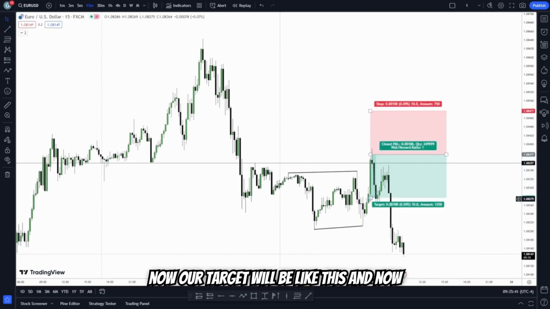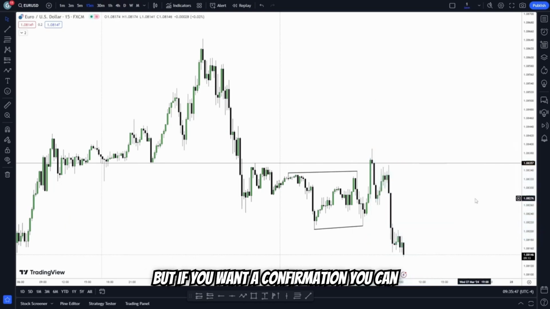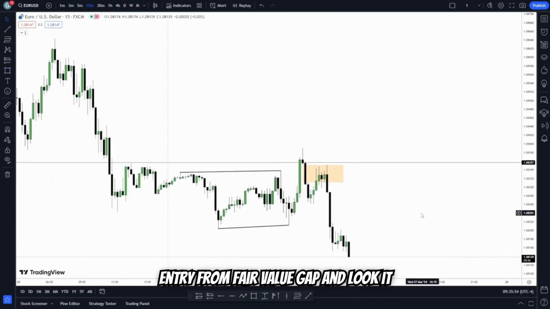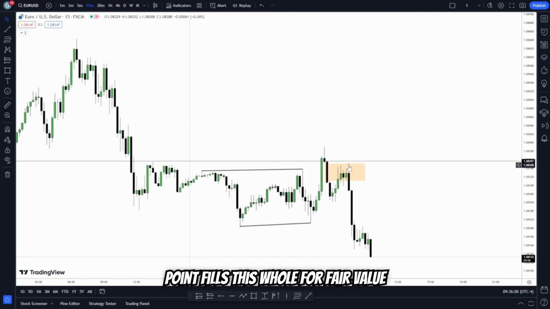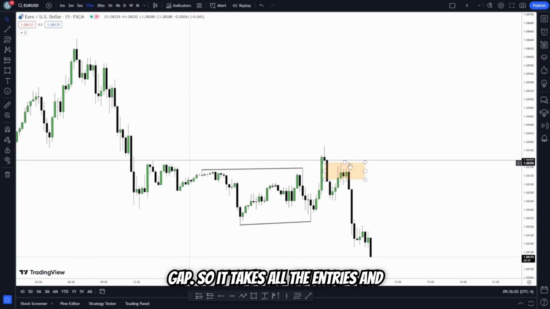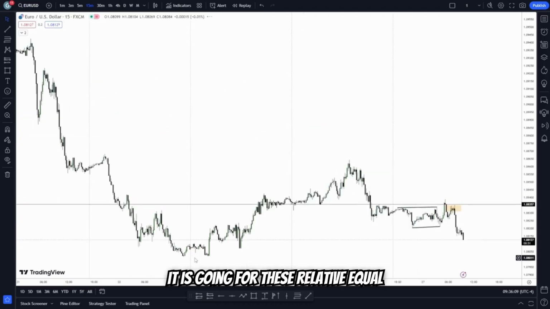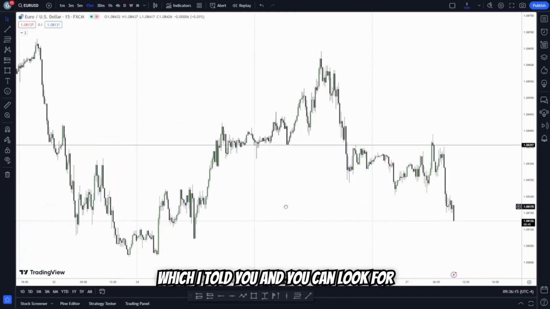Now our target will be like this, and this is a little bit aggressive entry, but if you want a confirmation, you can see that there is a fair value gap also right over here. So you can take an entry from the fair value gap, and look at it closely, look how it fills the whole gap right over here. It just, from a pinpoint, fills this whole fair value gap. So it takes all the entries, and then it starts to fall, and now I think it's going for these relative equal lows. Okay, so this was the entry which I told you.